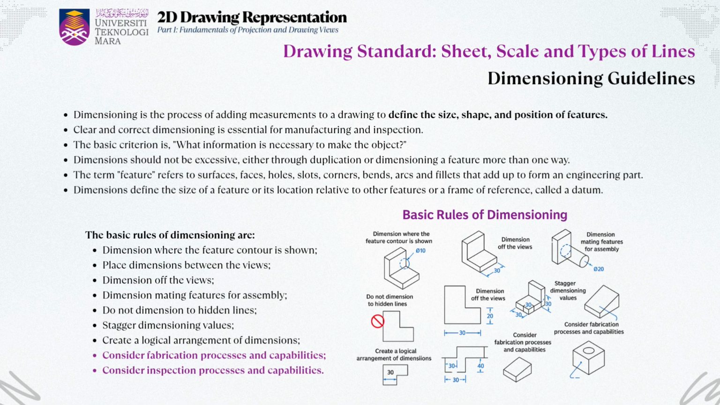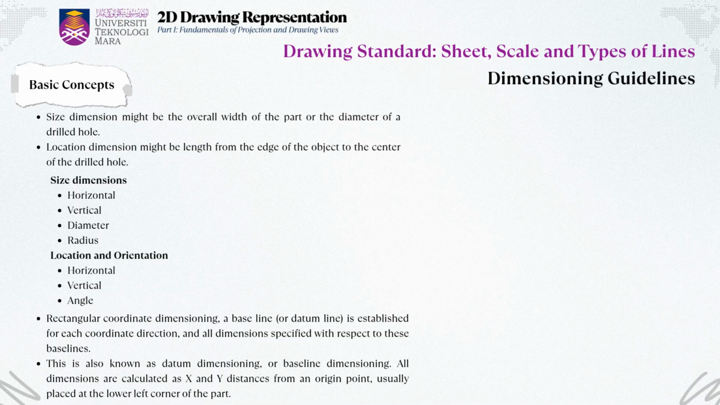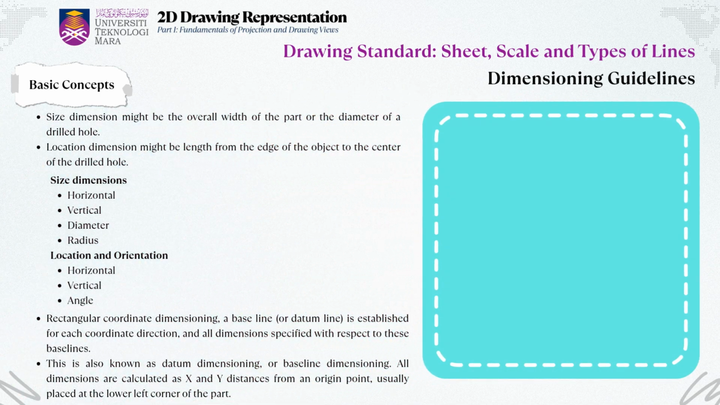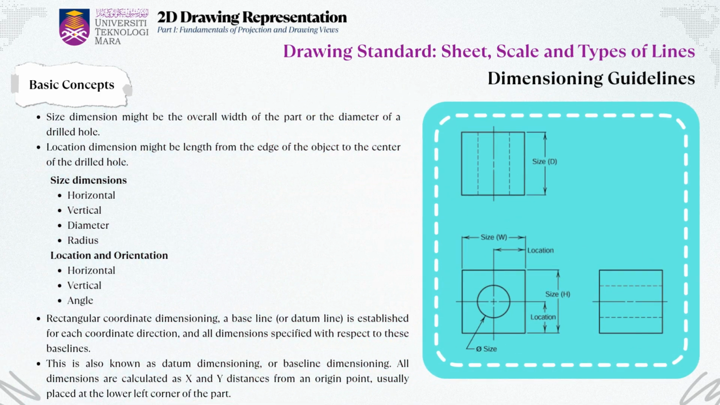and quality control. When we create a drawing, we are not just showing the shape of an object, we also need to communicate how big it is and where features like holes or edges are located. This is where size and location dimensions come in. Size dimensions describe how big something is. For example, you might show the total width or height of a part, or the diameter of a round hole. These help someone understand the actual physical scale of the object.